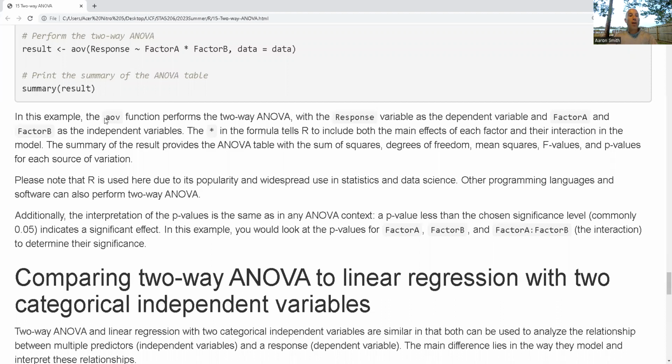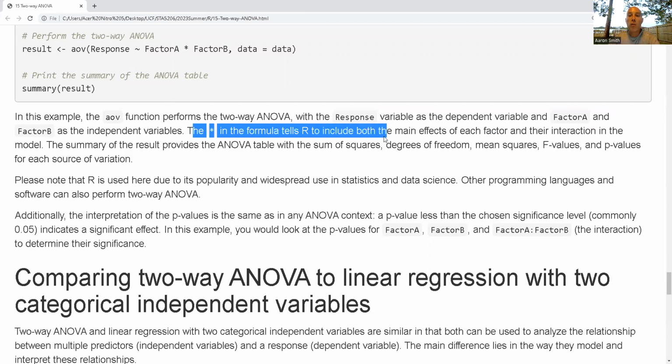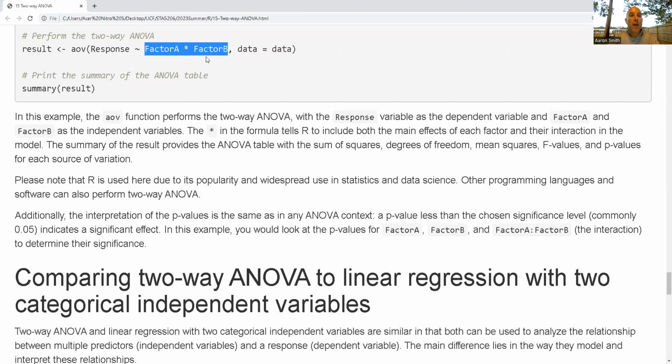So in this example, the analysis of variance function performs a two-way ANOVA. The response variable is the dependent variable and factor A and factor B are the independent variables. The star in the formula tells R to include both the main effects of each factor and their interaction in the model. All right, so here the star indicates that I want main effects and interaction. If I did not want interaction, I would have a plus sign here. A plus sign here would say main effect plus main effect. A colon here would say interaction, do not include main effects.